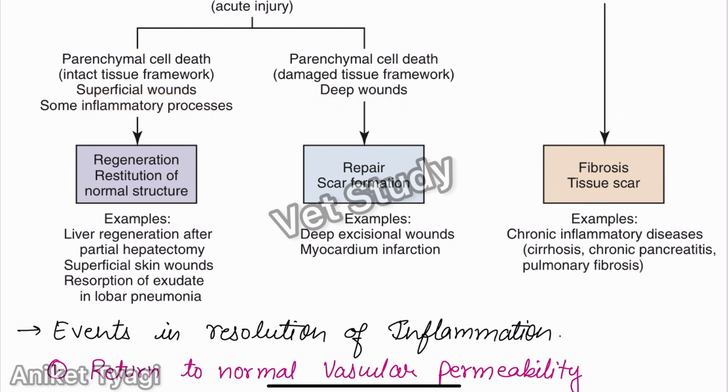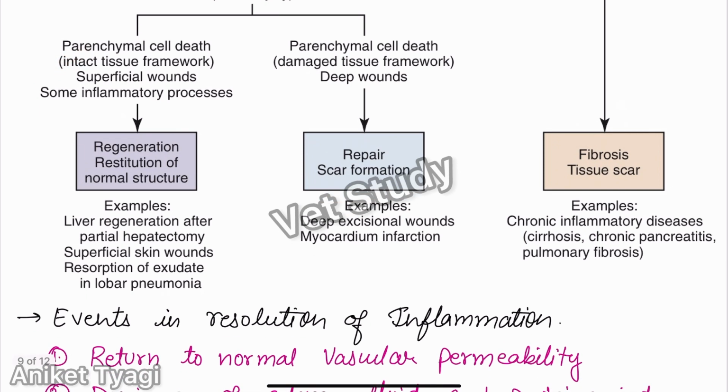If it is intact, then there will be regeneration, restitution of normal structure. An example is liver regeneration after partial hepatectomy, superficial skin wound, and resorption of exudate in lobar pneumonia. But in the case of deep wounds, repair and scar formation occur. Remember this: in deep wounds, scar formation occurs, but scar formation does not occur in normal or superficial wounds. Examples are deep excisional wounds and myocardial infarction. There is formation of a scar, right?